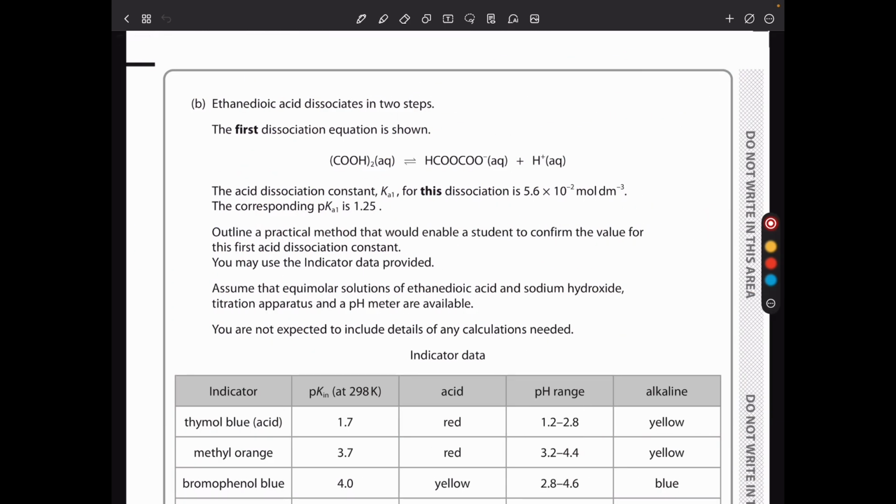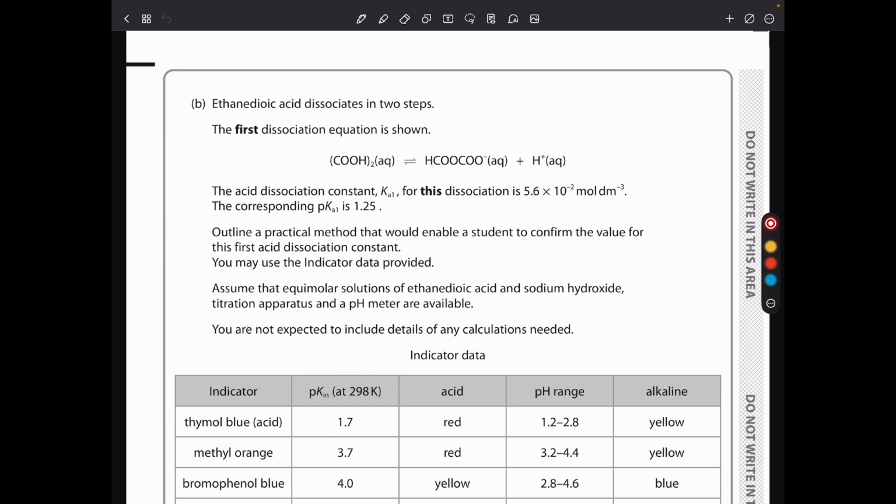And then in part B, ethane dioic acid dissociates in steps. The first dissociation equation is shown here. The acid dissociation constant Ka1 for this dissociation is that in mole per decimeter cubed, and the corresponding pKa1 is 1.25. Outline a practical method that would enable the student to confirm the value of the first dissociation constant.